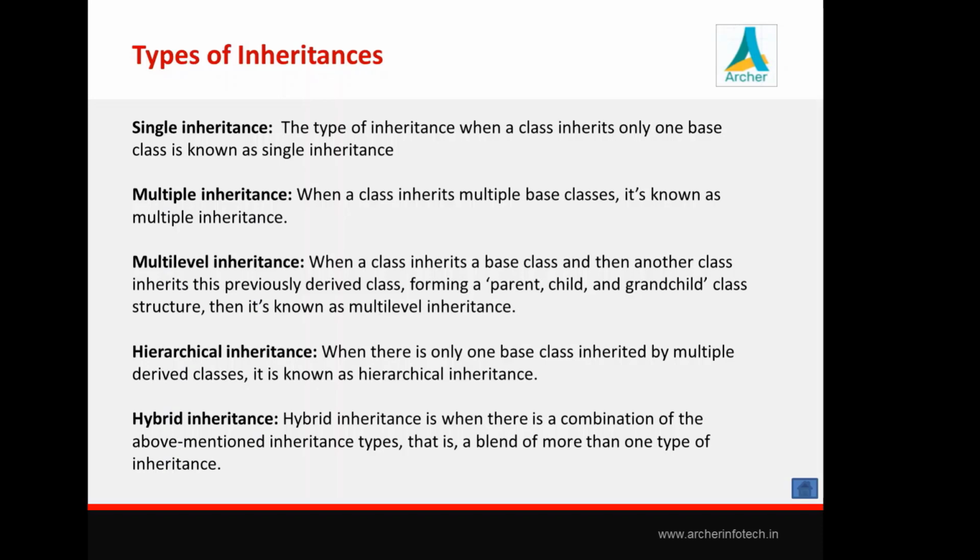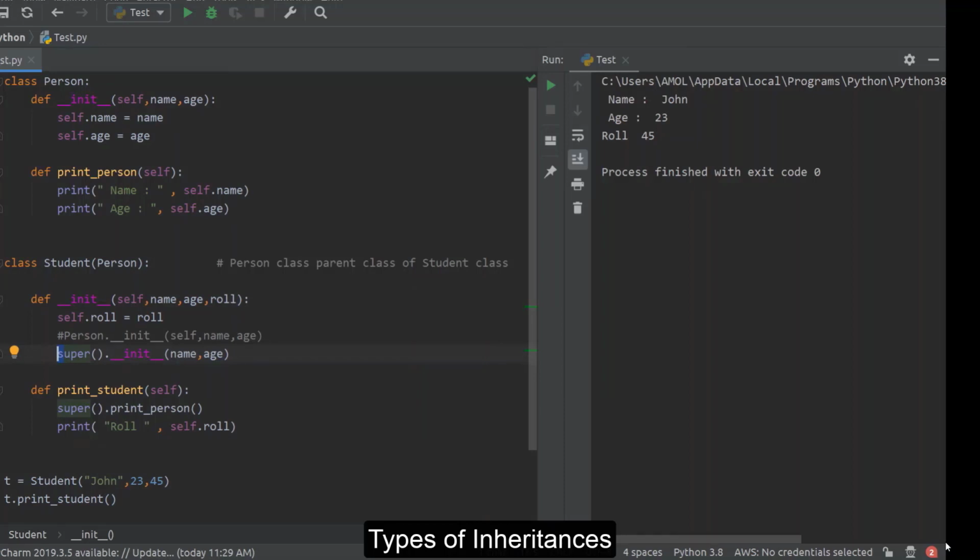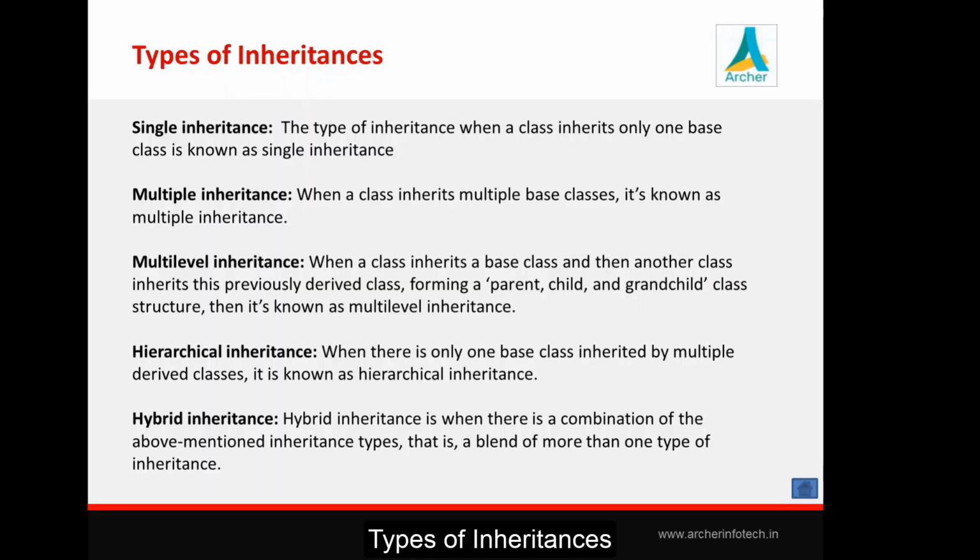Now we have different types of inheritance. Single inheritance, which we have already seen, is where one class acts as a parent class and one class acts as a child class. The second option is multiple inheritance, where a class inherits from more than one base class. Then multi-level inheritance.